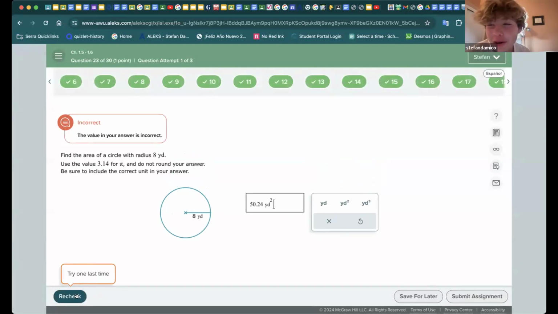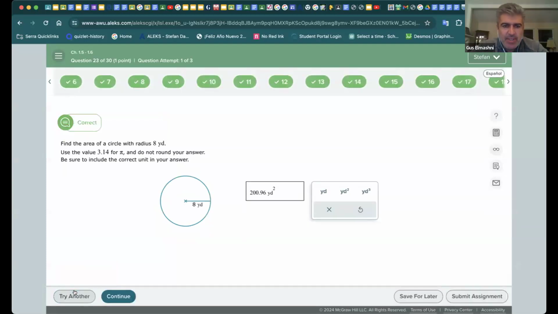Wait, what? Hold on. Give me a sec. Find the area of circle radius of 8. Oh, wait, 8 squared. I'm sorry, I did 8 times. My bad. It's 200.96. Yeah, remember because you have to square the 8. I think I was doing the circumference earlier. I didn't read it carefully.